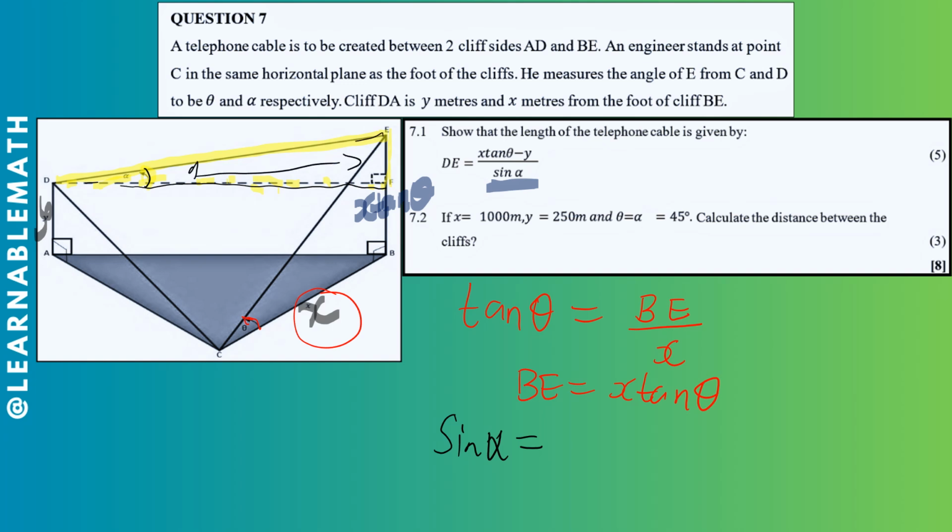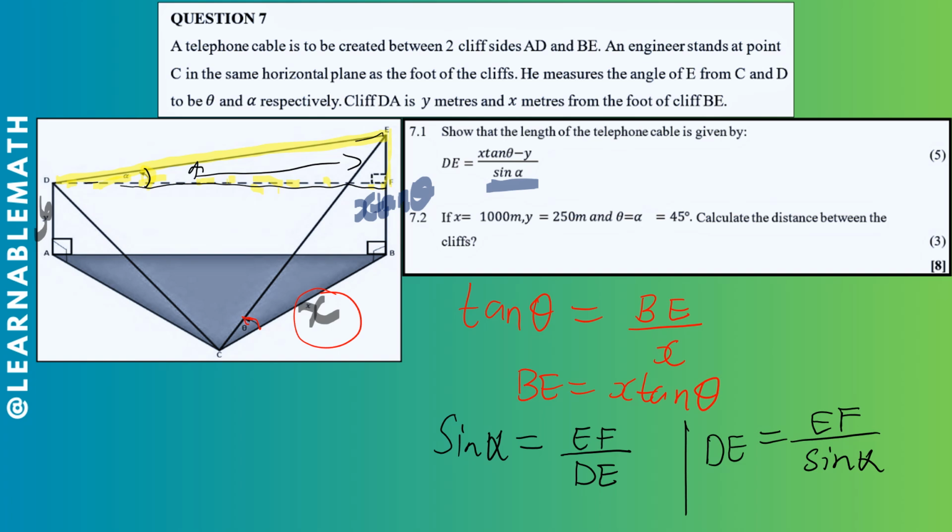opposite over hypotenuse, and our opposite there is EF over hypotenuse, which is DE. Can you see? We can now go and solve for DE because we are looking for DE, right? Cross multiply, then you'll get your DE will be equal to EF divided by sine alpha. Can you see we are heading somewhere now, right?